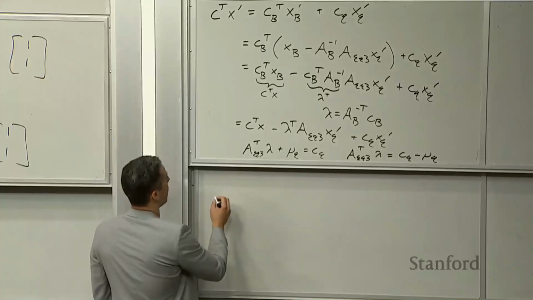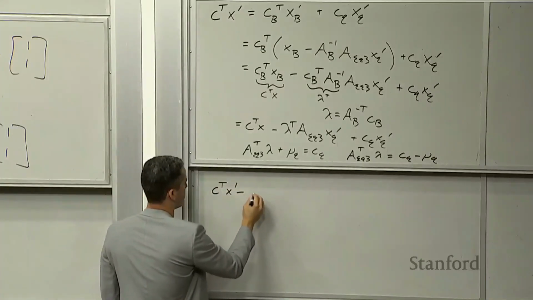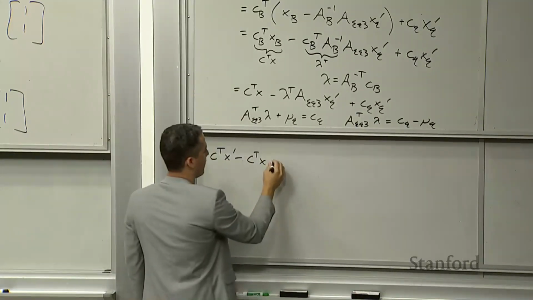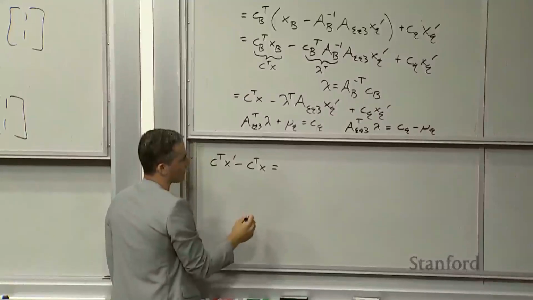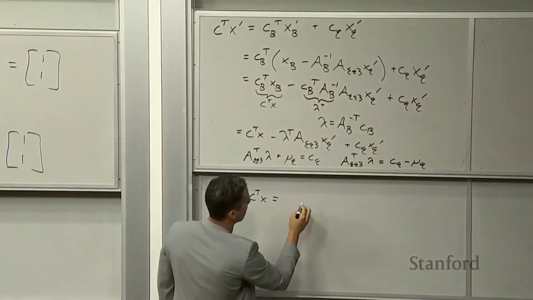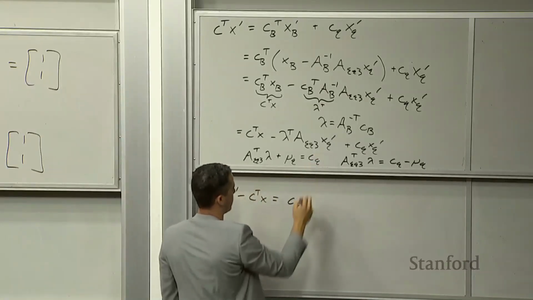Simplifying again, we get c transpose x prime minus c transpose x. We're just moving this term over in this step. This is equal to what we have here, which is just c_Q times x_Q prime.